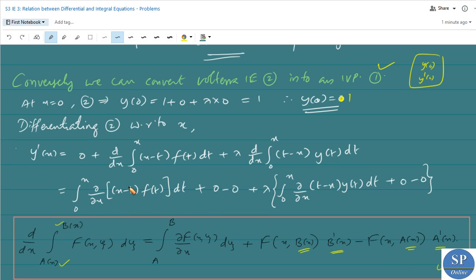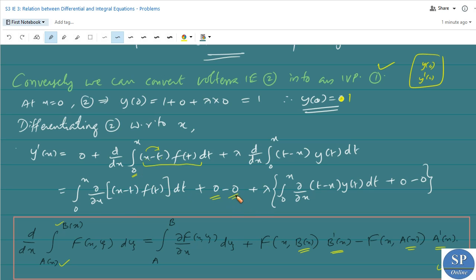So here our capital F is x minus t into f of t. First we have to find the derivative, integral 0 to x of dou by dou x of (x minus t) into f of t dt, plus the second term, which is f of x comma b of x into b dash x. Here b is nothing but x, so when we replace t by x, we will have x minus x, so this term will be 0. So the second term will be 0, and the third term will be 0 because the lower limit is 0, so 0 dash is 0.